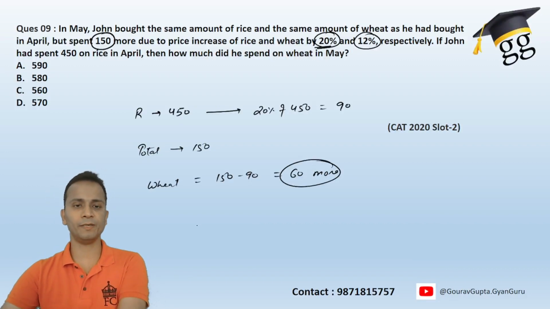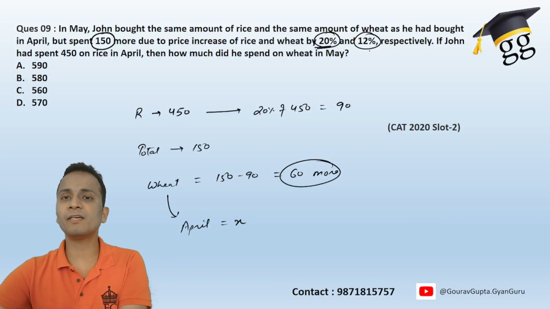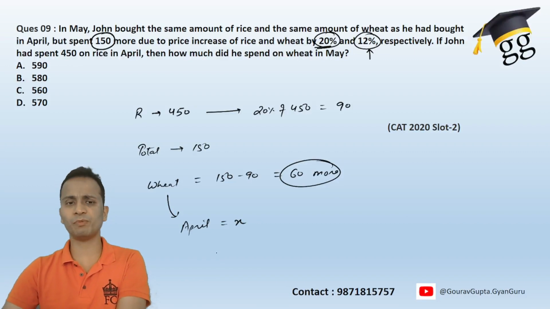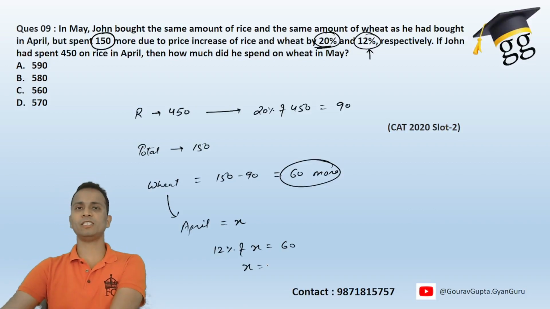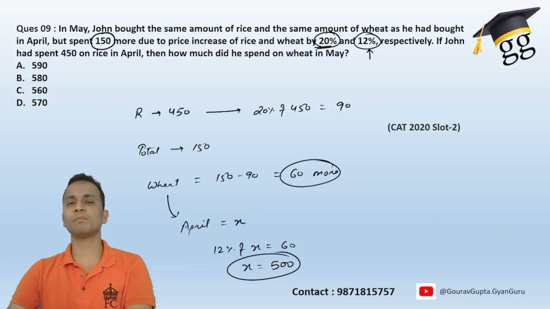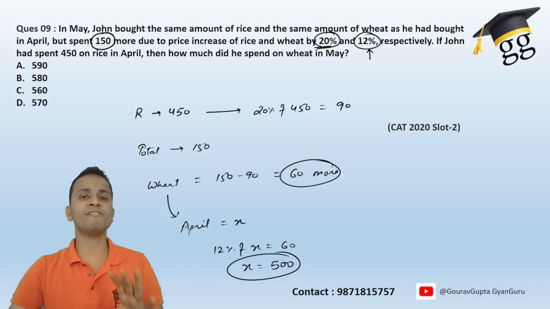Done? Okay. Now let's say the money spent on wheat in April is X, and the price increase in the price of wheat is 12%. So I can say that 12% of X should be equal to 60. So यहाँ से X का value आ जाएगा, right? So we'll get the value of X as 500. Done. So 500 was the money that he has spent on wheat in the month of April.